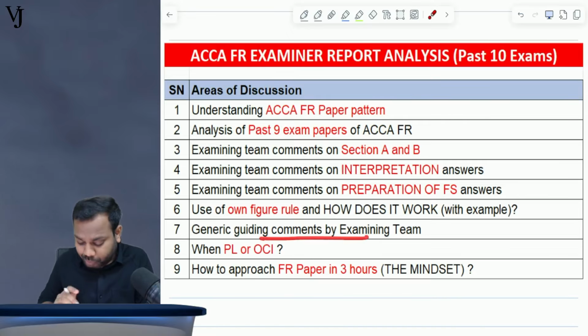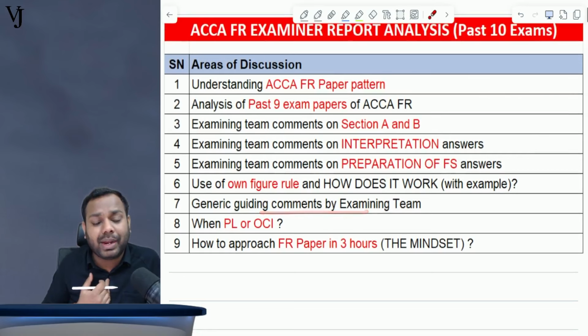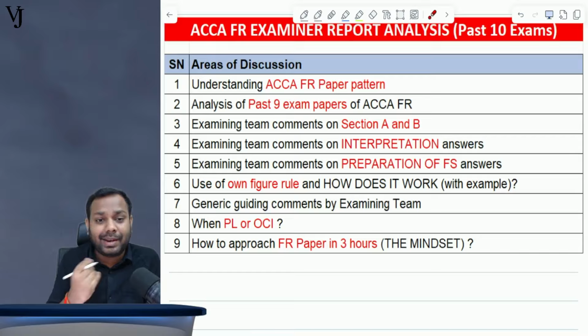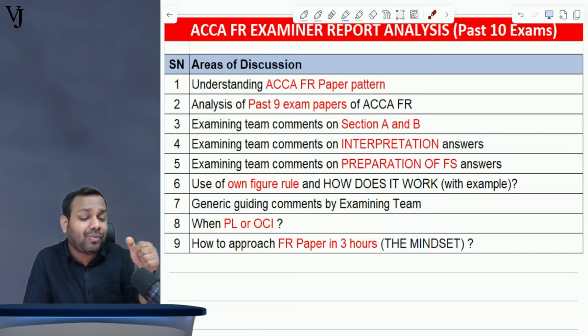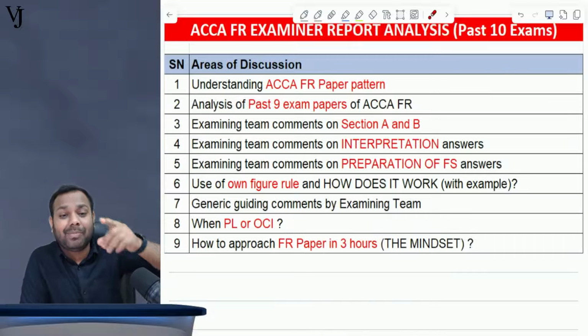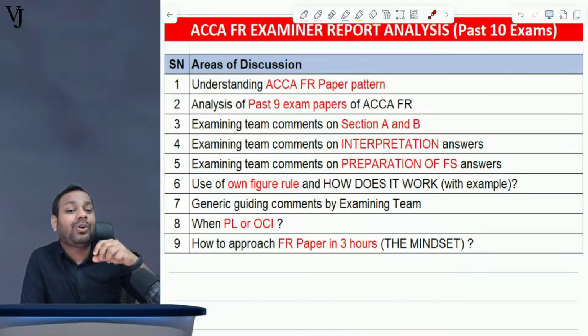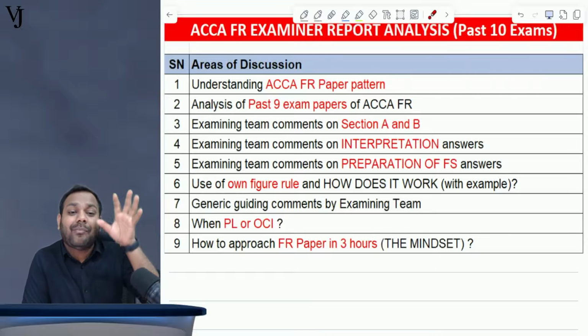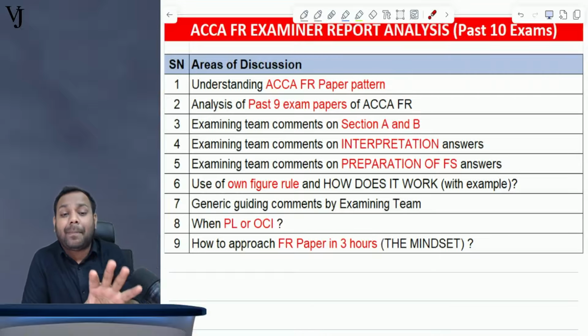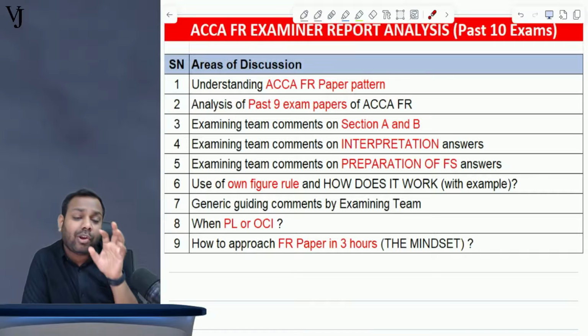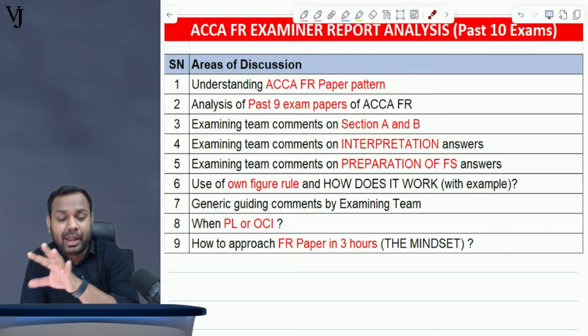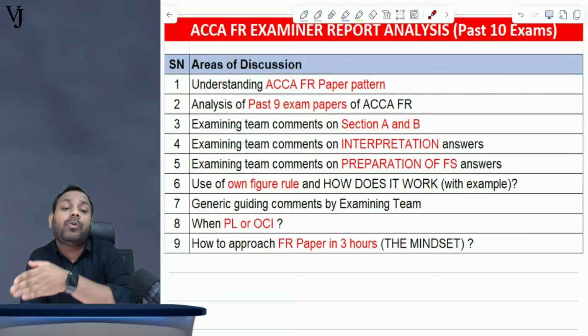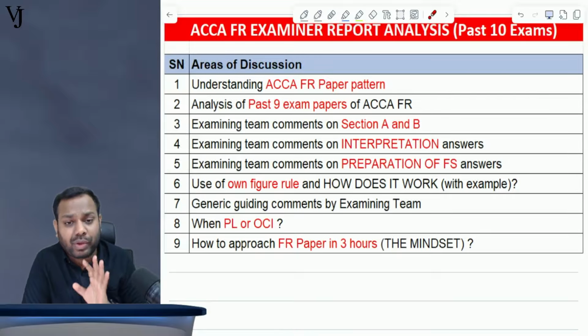Students struggle to identify which income or expense will go to other comprehensive income and which will go to P and L. So I have made a complete list, applicable for your FR paper, of all the items that will go to OCI, and apart from that, all items will go to P and L. So I will guide you here as well.